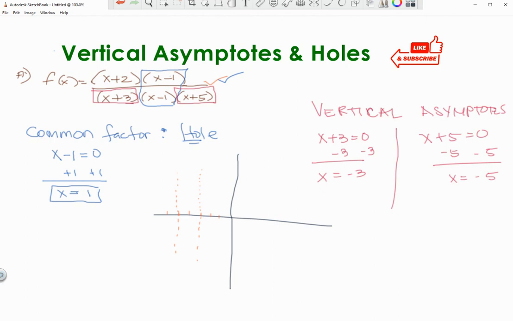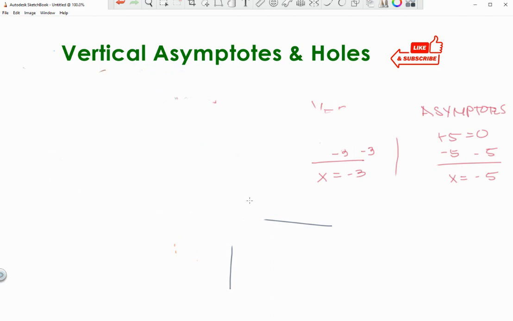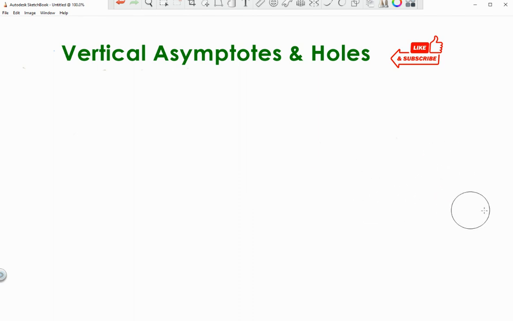All right, so now let's look at some other examples. Again, for the hole, you have to look for what is common in the numerator and denominator, assuming they are factored out. And a vertical asymptote is the denominator factor value of x that is not common in your numerator. So let's look at one example.